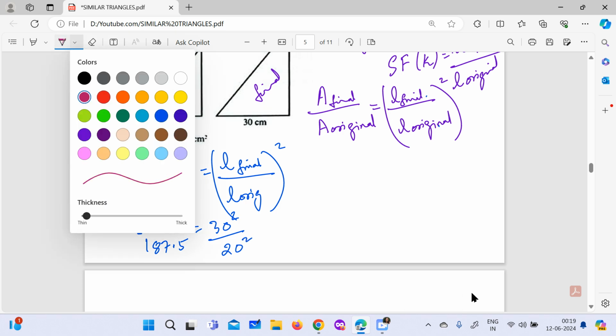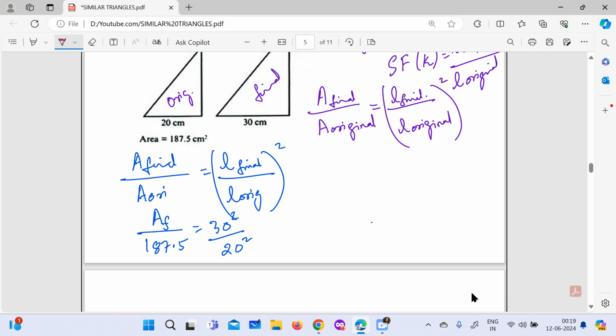Now let's do it further. We will cross multiply, and you will get 20 squared times the area of the final, which is equal to 30 squared times 187.5.